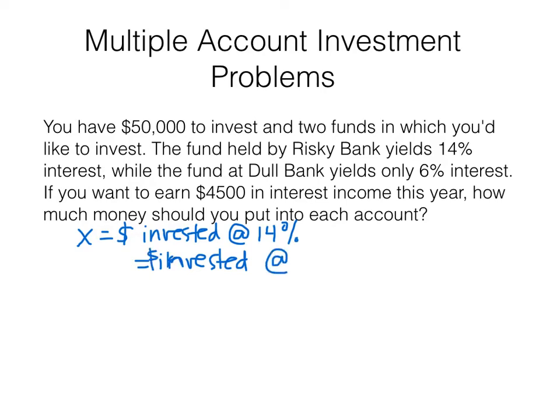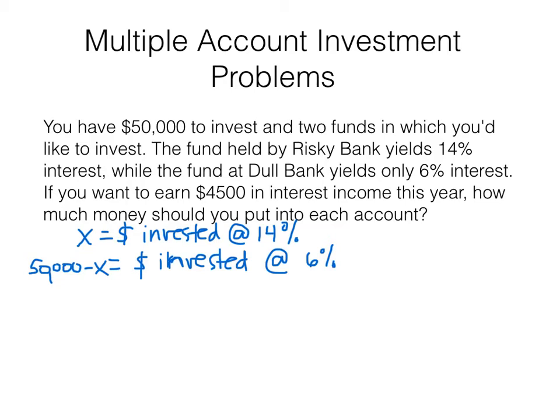Okay, so money invested at 6%. Can you think of a way to say what's left after I've invested X dollars at one of the percents that we're given? Well, if I had $50,000, then that would be 50,000 minus X. So if X is one amount for the investment, 50,000 minus X would be the other amount for the investment. All right, so that's a start.